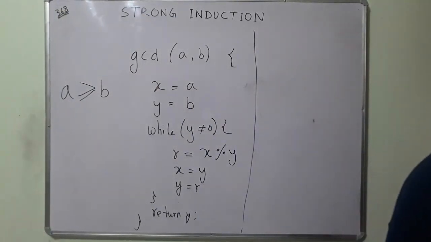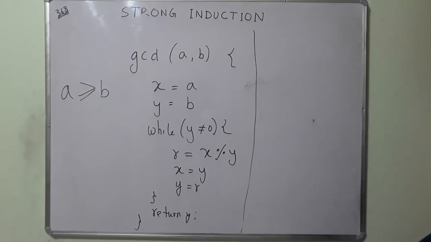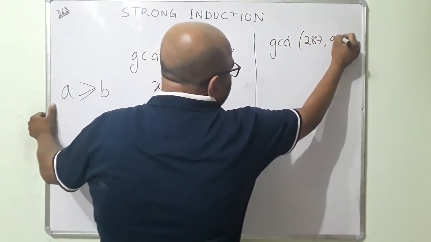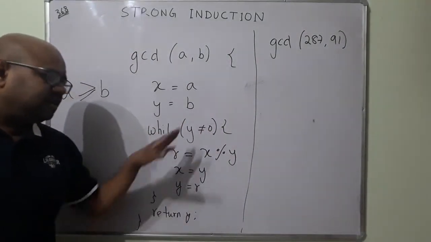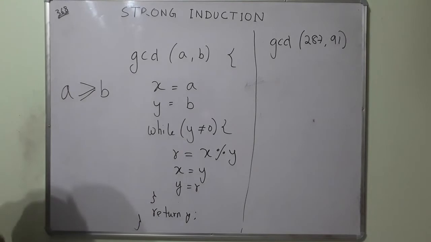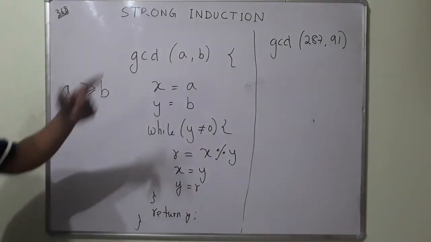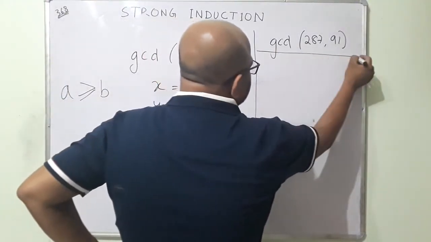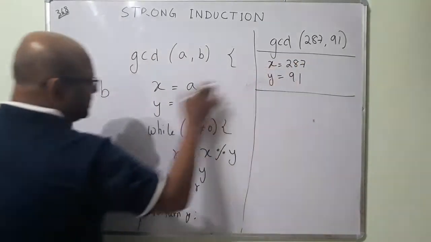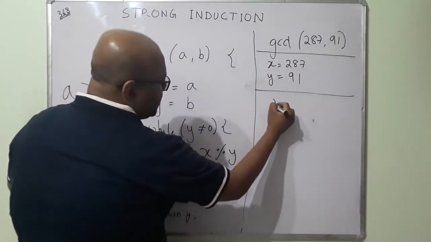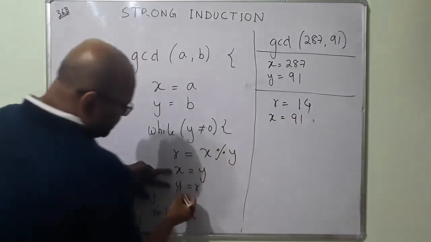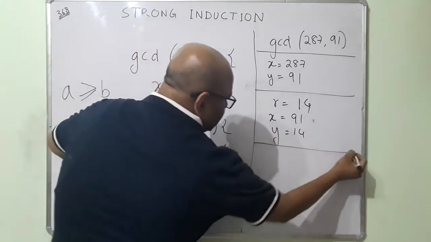Let me call this using the two numbers that we had, 287 and 91. So GCD of 287 and 91. Here effectively this is not a recursive call, but it is doing the same work as recursion. Let us see how this program works to solve this call. Here x is equal to 287, y is equal to 91. This is how we initialize. Then we go inside this loop. Inside this loop, r is equal to x mod y is equal to 14, x is equal to y is 91, and y is equal to r is 14, and we go back again.